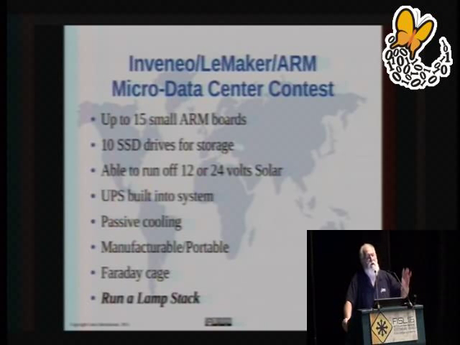So what they wanted to do is have up to 15 of these small ARM computers, up to 10 SSD drives in this data center. They wanted it to run off of 12 volts solar power. They wanted a UPS built into the system in case the solar panel dies for some reason, so that the systems keep going long enough to shut down properly. It needed to be passive cooling. That means no fans, no fans at all.